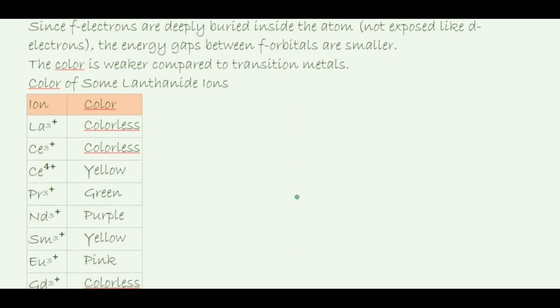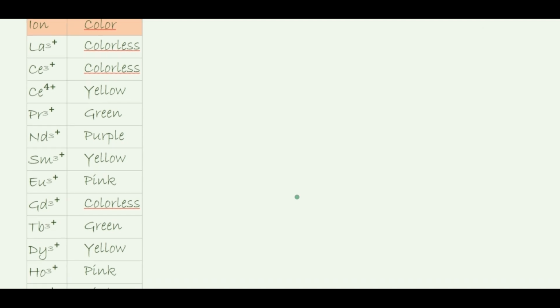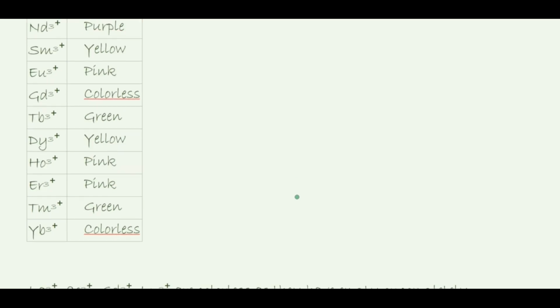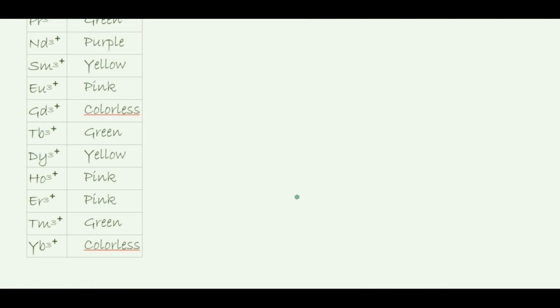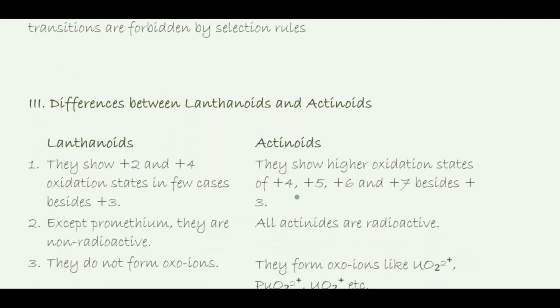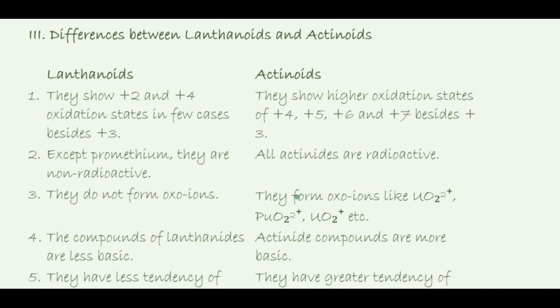Some questions can be asked from here also. Why are the colors dull in these series compared to transition elements? Please be careful with that. What are the differences between lanthanides and actinides? The first difference is the oxidation state.